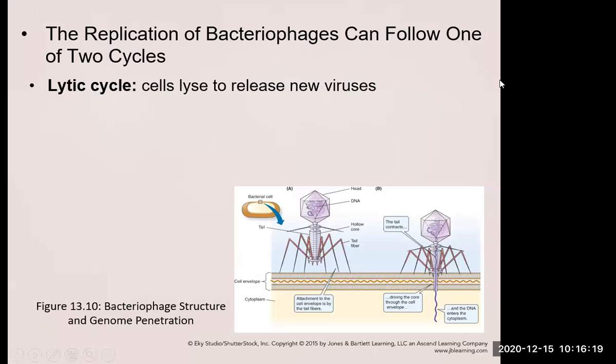Okay, back at it. All right, so the lytic cycle, this is where cells are going to lyse, or you think of this as they're going to blow up. They're going to rupture. And that's going to be the end product, step 5, where we release new particles.